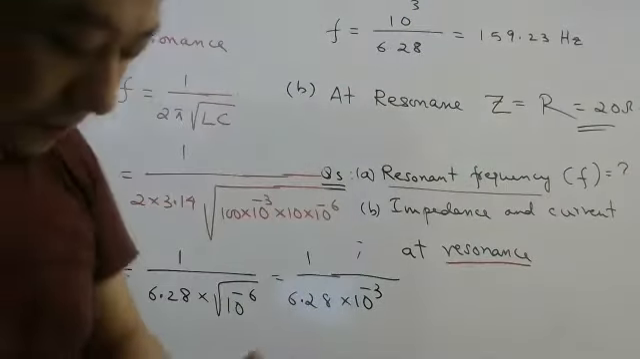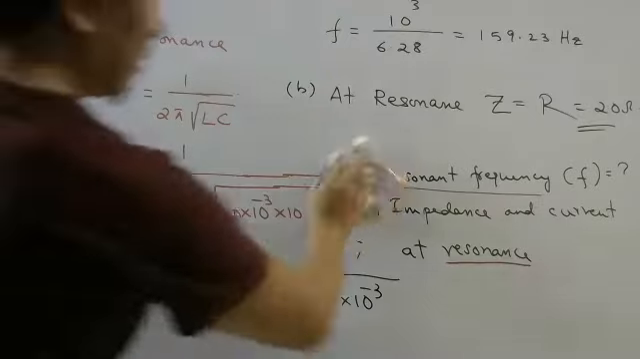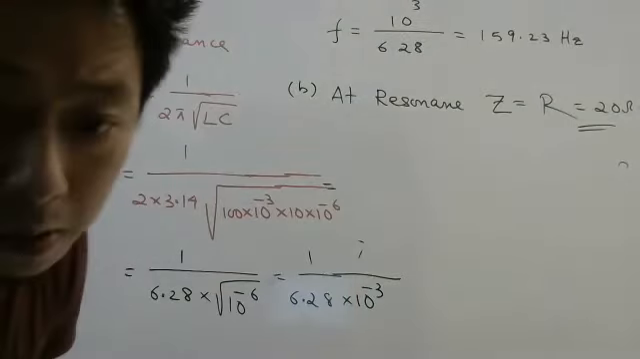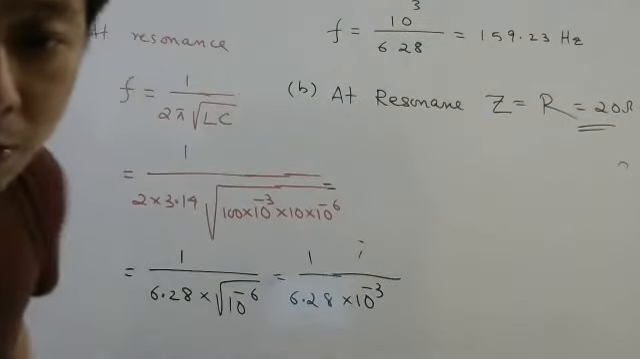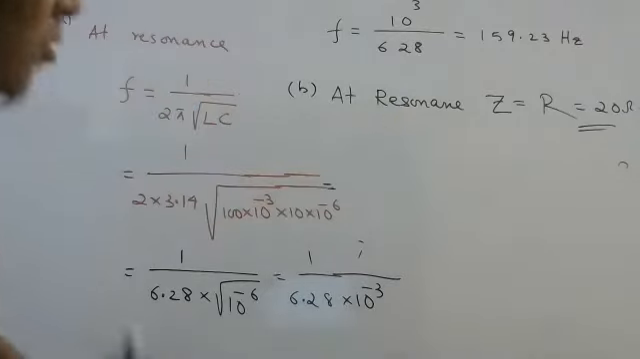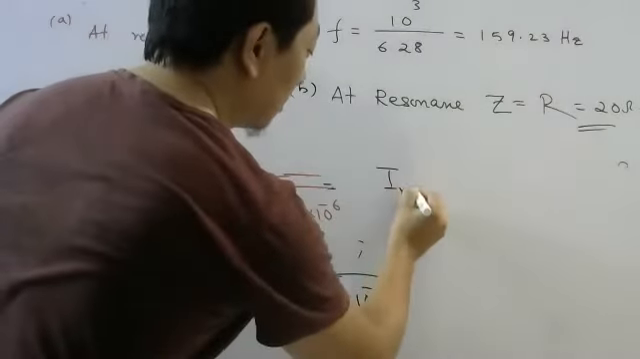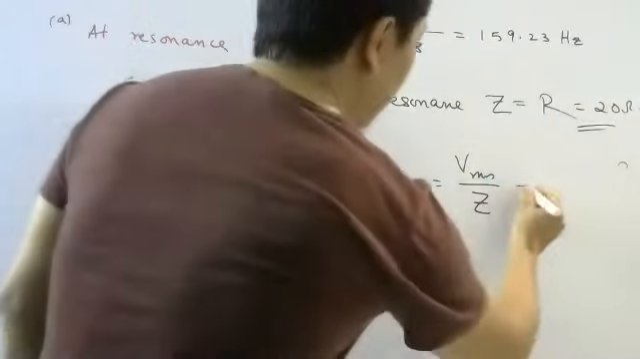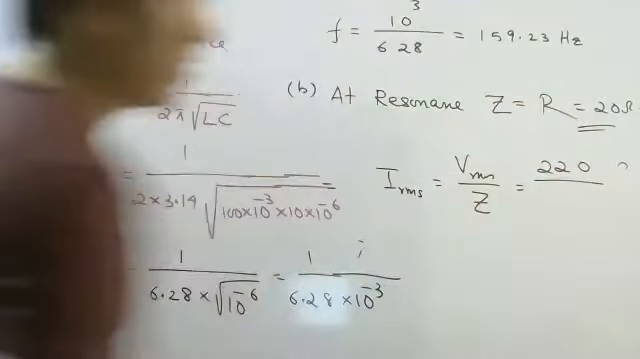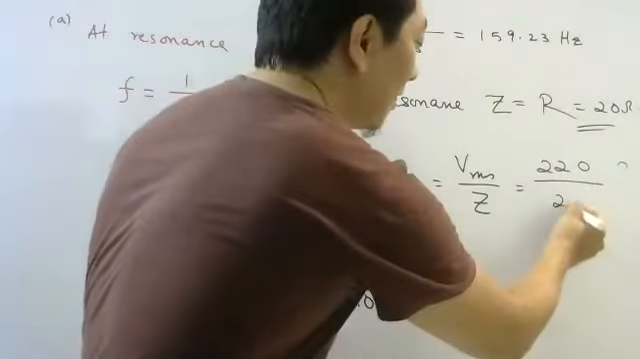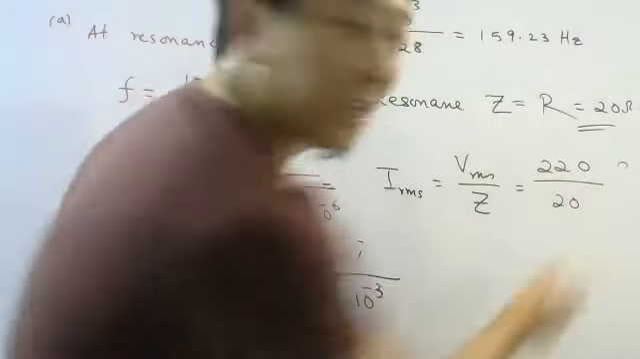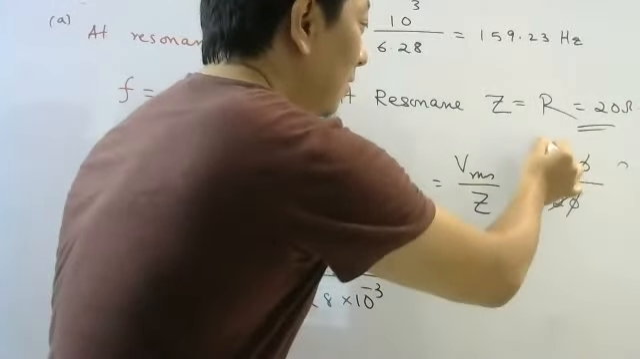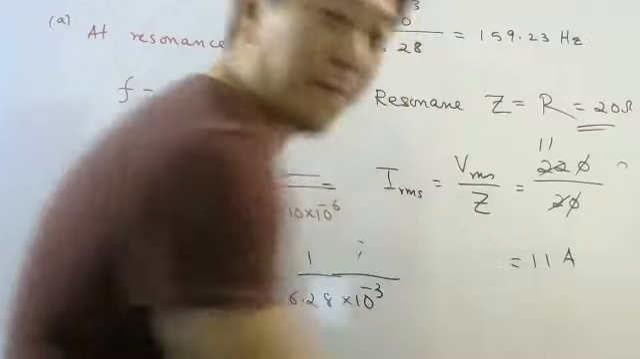See, no calculation. Then they also want current. So current at resonance they want IRMS. That will be VRMS divided by Z. VRMS was 220. Z is equal to R only, 20. So I can cancel 20, 20. Like that, you can cancel 20, 20. 0, 0, 11. So the answer is 11 ampere.